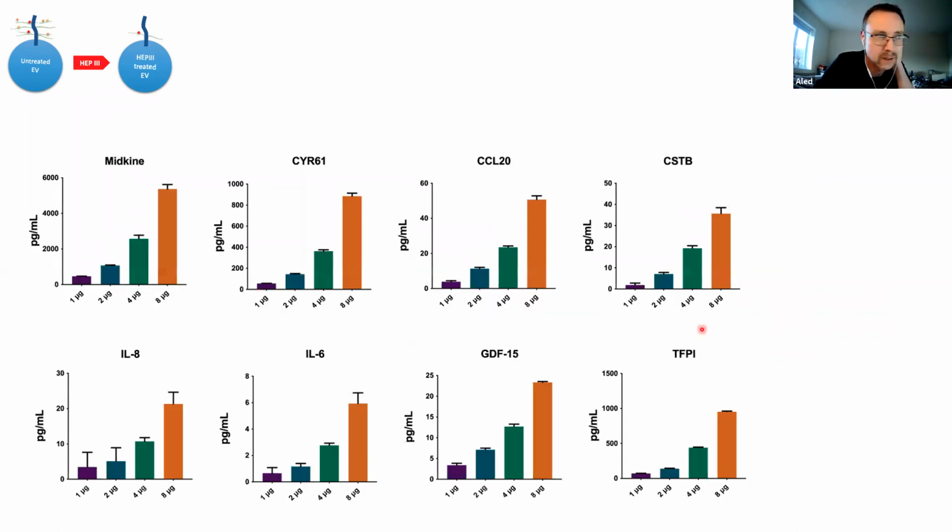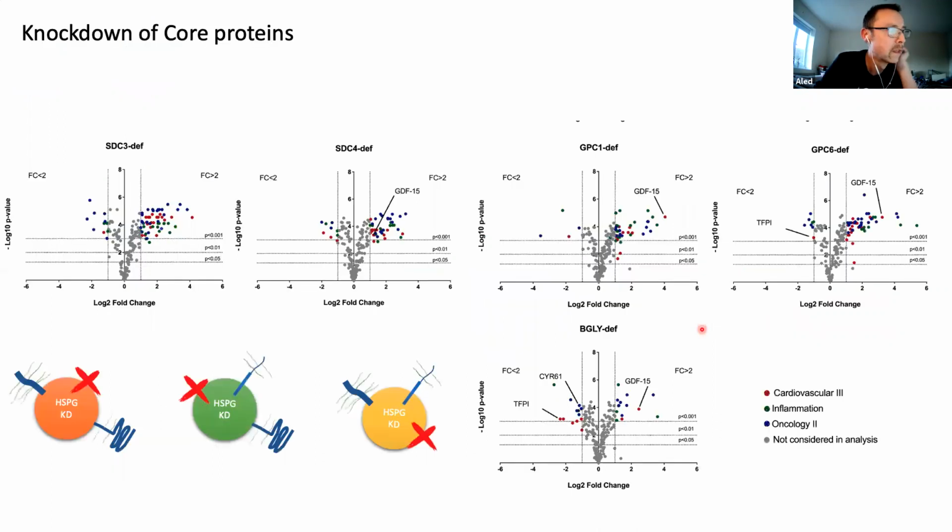We confirmed some of these things by ELISA. When we did the other route of looking at this, knocking down a core protein, so this would represent glypican-1 deficient vesicles, glypican-6 deficient vesicles, betaglycan, syndecan-4 and syndecan-3. I was really quite surprised and semi-horrified by the complexity of what came out here. So instead of losing stuff, when we knock down glypican-6, for example, we've gained a whole complex repertoire of growth factors on the vesicle surface here.